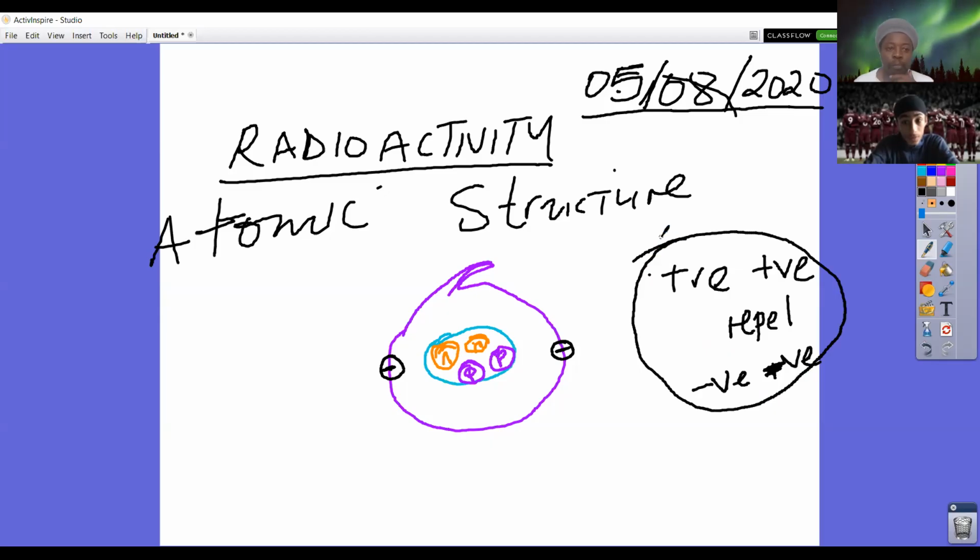Now, where do we have a positive situation in that atom? With the positive and positive, protons. Absolutely, you're right. So these protons here, what's keeping them together? Would it not be the electrons? No, wait.